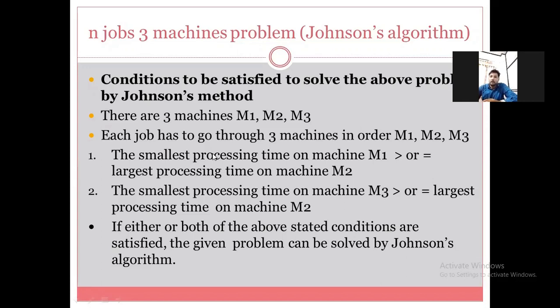Out of these two conditions, the problem should satisfy at least one condition. Then and only then can one go for Johnson's algorithm for n jobs and three machines. If either or both of the above stated conditions are satisfied, the given problem can be solved by Johnson's algorithm. Getting everyone? I hope you have written this part also.